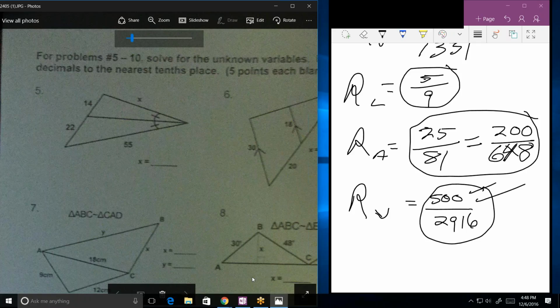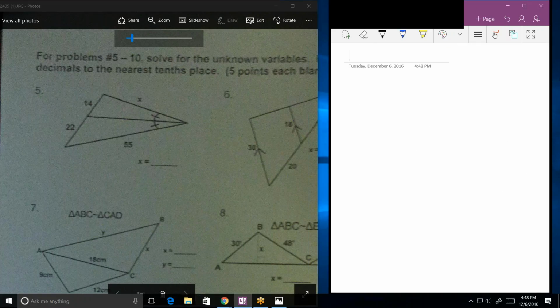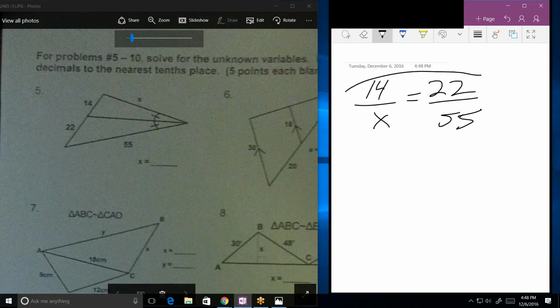So what's your ratio equation? My ratio equation is that 14 over x equals 22 over 55. All right. That's all I need to know, is that you know that.